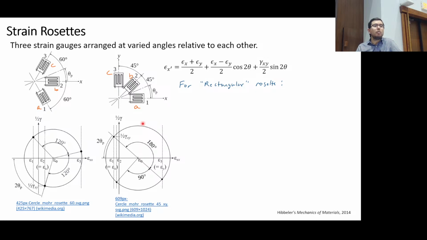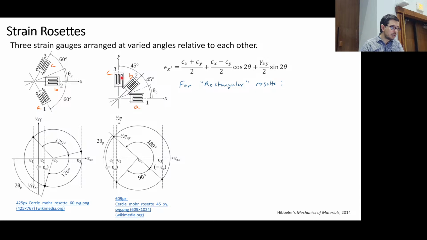Well, we know how to handle uniaxial loads at different angles relative to each other, because we can do our stress transformations or our strain transformations here. So look at this. For the rectangular rosette, I've got 1 at 0, 1 at 45, and 1 at 90 degrees. Strain gauge 1, strain gauge 2, strain gauge 3. In this case, I'll call it A, B, C.